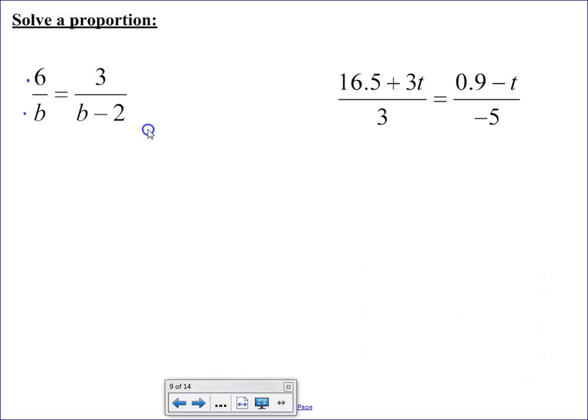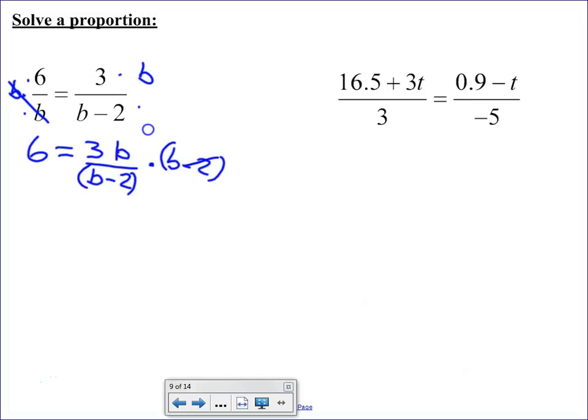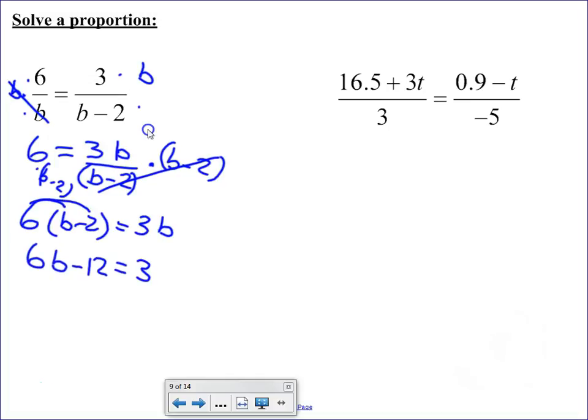So 6 to b equals 3 to b minus 2. Well, I know if I'm solving the equation, I need to get the b's alone on one side. So let's get rid of the fraction bar. 6 is divided by b, so let's multiply both sides by b. Okay? So now I have 6 equals 3 times b over b minus 2. Now, I'm dividing by b minus 2, so I'm going to multiply both sides by b minus 2 to eliminate that. So multiply by b minus 2 over on this side as well. So I have 6 times b minus 2 equals 3b. So I can distribute: 6b minus 12 equals 3b.